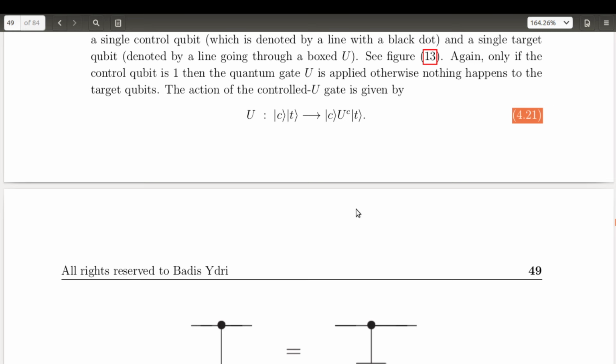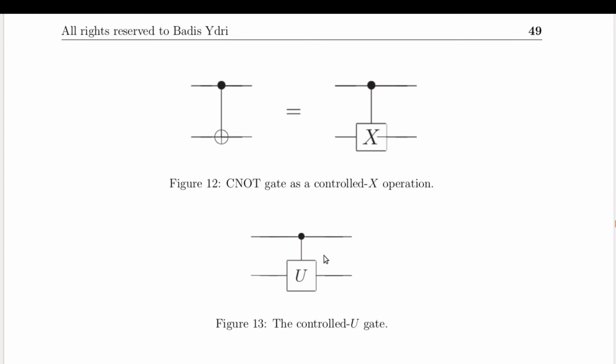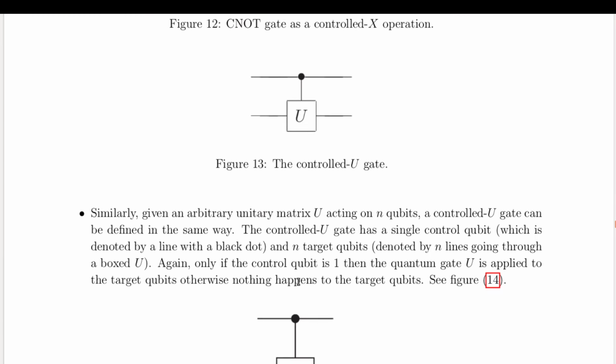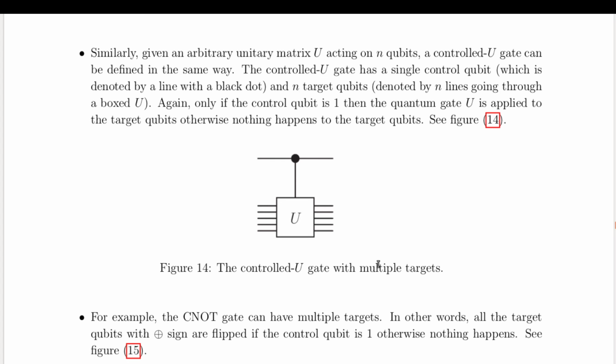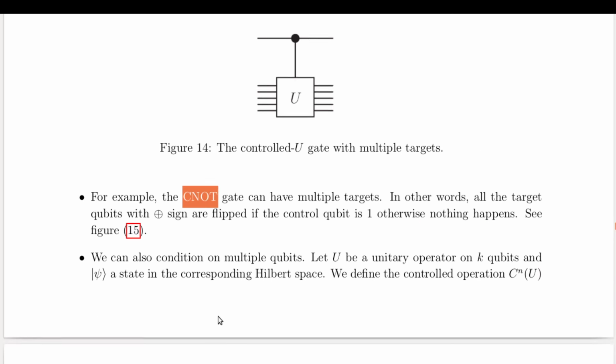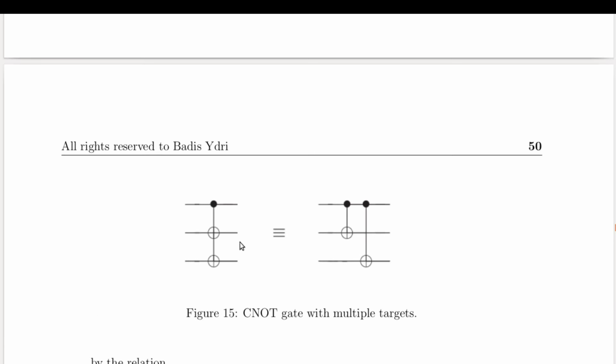The concept of the controlled U gate isn't limited to a single target qubit. We can extend it to multiple target qubits. For example, figure 14 shows a controlled U gate acting on multiple target qubits. The operation U is applied across all target qubits simultaneously, but only if the control qubit is in state 1. Similarly, the CNOT gate can act on multiple target qubits. In this case, all target qubits are flipped when the control qubit is 1, as shown in figure 15.